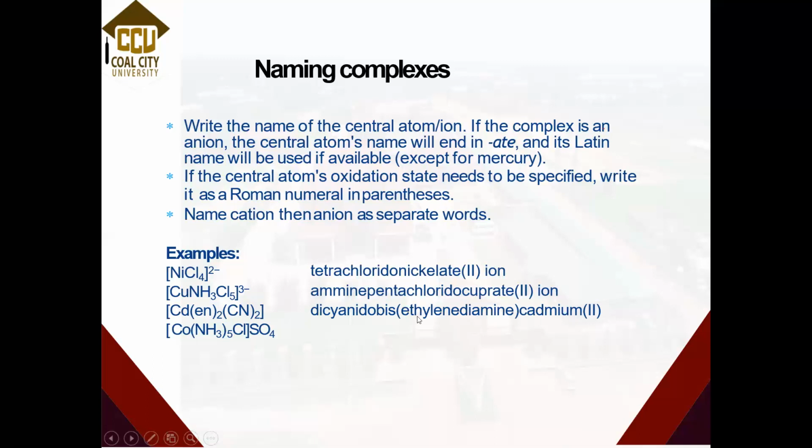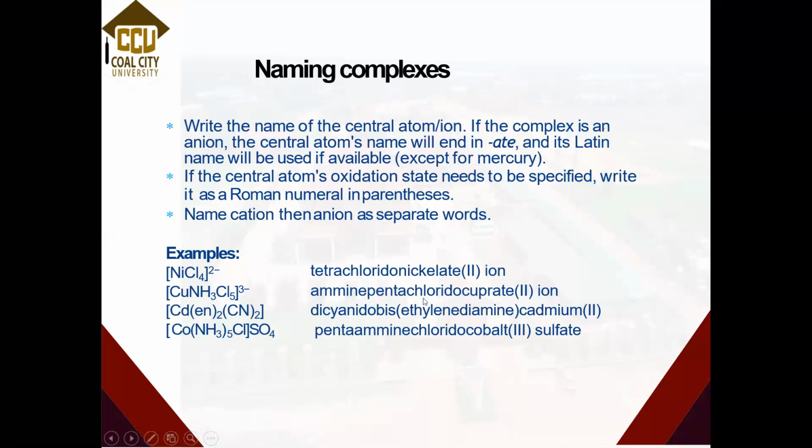So how do I know cadmium has a charge of 2? Of course, we can also find that out from here. Ethylene diamine is a neutral ligand, so this is 0. This one here is cyanide, which is CN minus. The charge is -1, so -1 times 2 is -2. Take -2 to that side, it becomes +2. So cadmium has a +2 oxidation state.